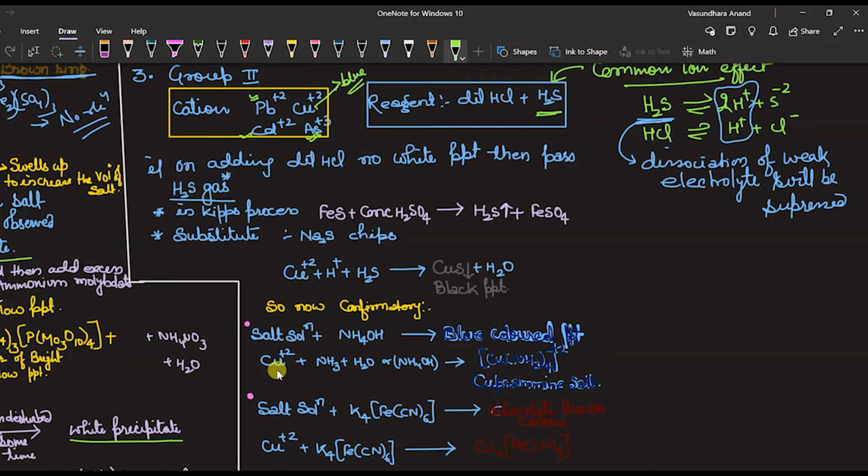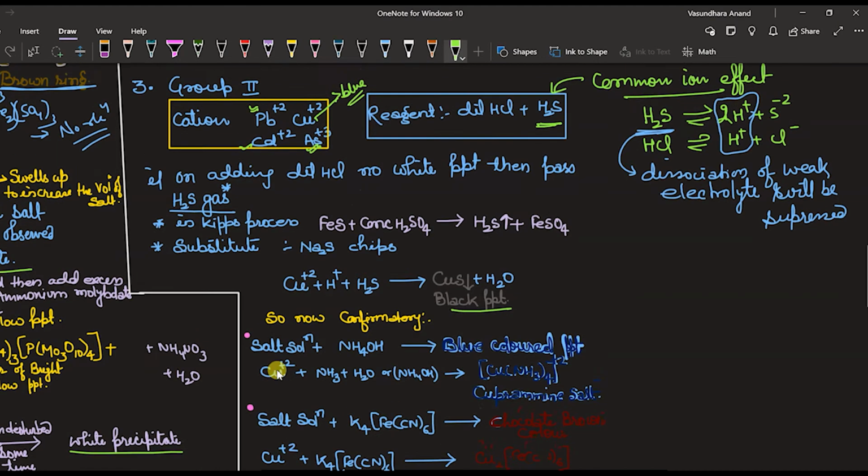So what we do: this copper salt is already present, like we are doing with the copper. Then H plus from this acid, and then H2S I have added. So it will give you the black PPT of copper sulfide. As we get the black PPT, we can say that copper plus 2 may be identified.